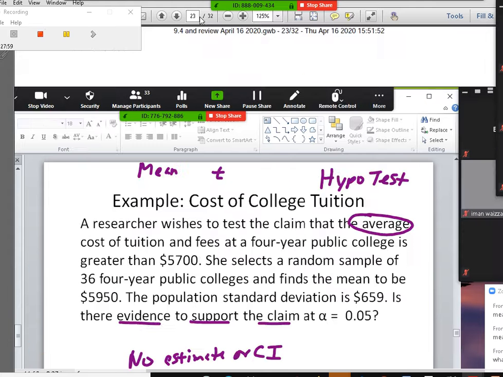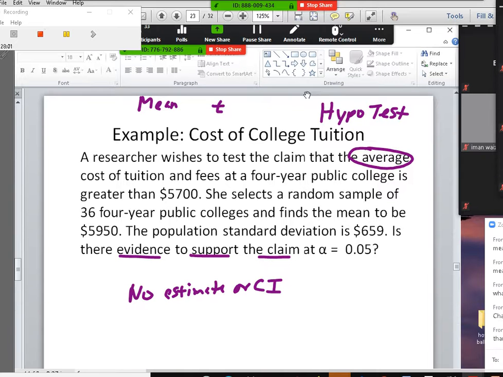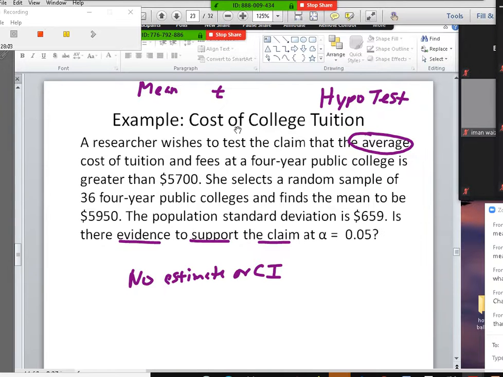Okay, so average, so it's a mean, and it's a hypothesis test because, again, there is no word estimate or confidence interval here anywhere. So without the word estimate or confidence interval, it must be a hypothesis test. And also you have evidence to support the claim, so these are all hypothesis test words.